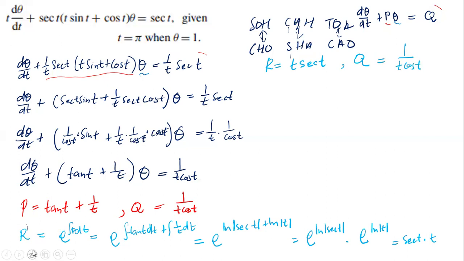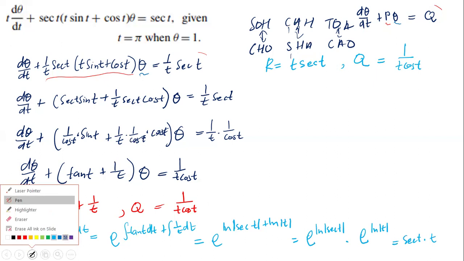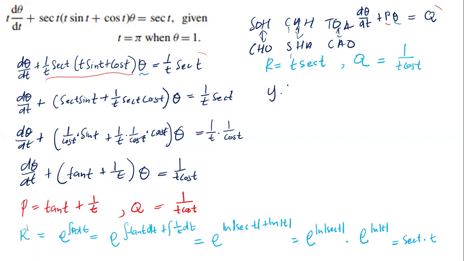Then we go back. We're going to say y multiplied by the integration factor equals the integral of the integration factor multiplied by q dt. Where did I make a mistake? I see my mistake. Where did I make a mistake, guys?